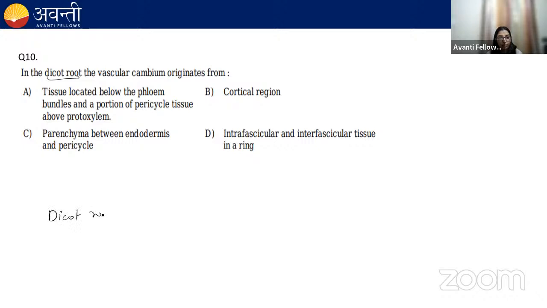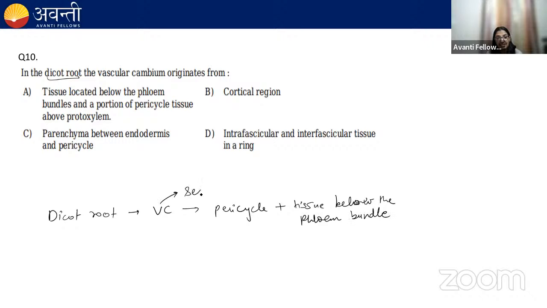In dicot root, vascular cambium arises from the pericycle plus some tissue below the phloem bundle. And please remember that this vascular cambium is completely secondary in origin.